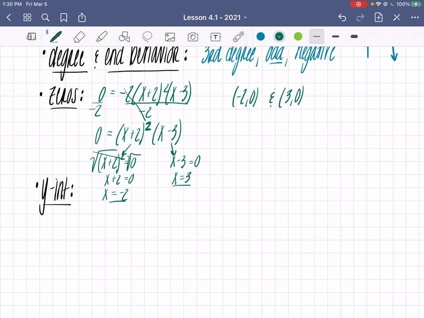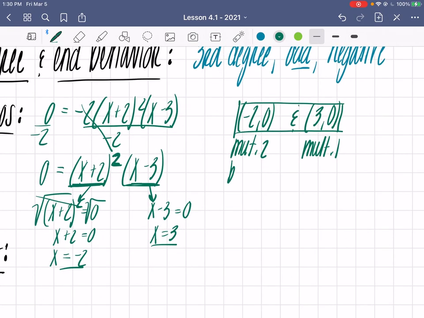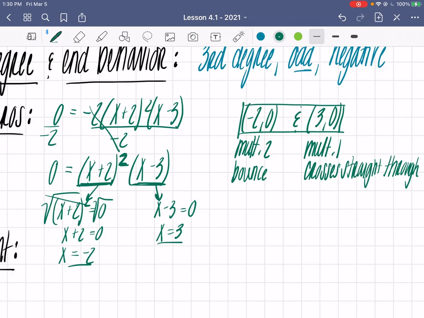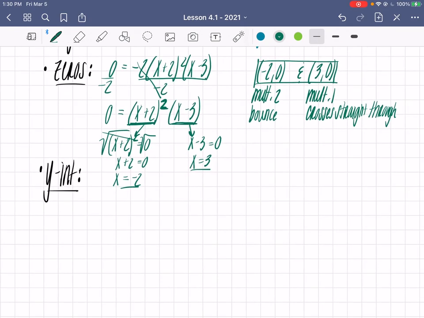And not only do we need to determine the zeros, but we also have to determine their multiplicity. So if I look back here, this one, negative 2, has a multiplicity of 2. So I write that. And then 3, 0 has a multiplicity of 1. So multiplicity of 2, we said it's going to bounce at that 0, and multiplicity of 1, it crosses straight through. And you write all of this out before you actually draw the graph.